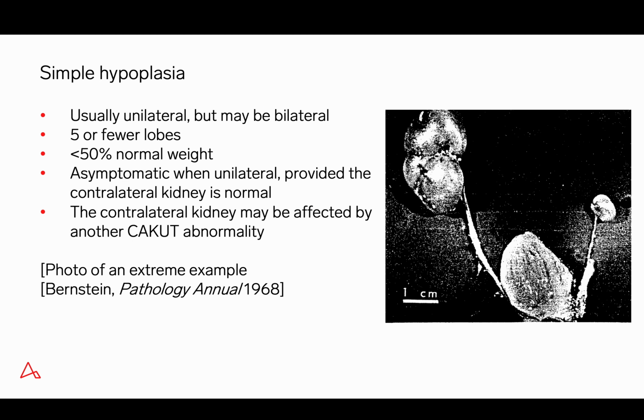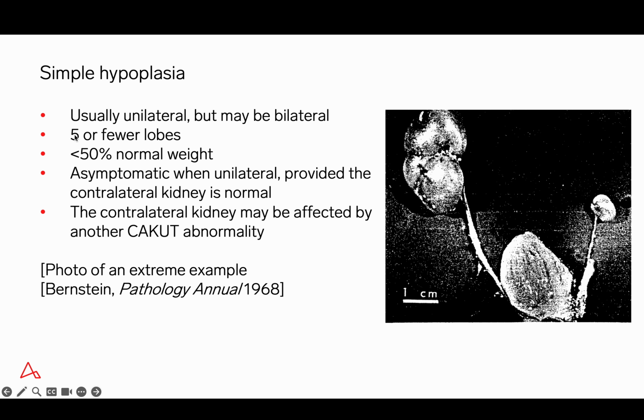Moving on to simple hypoplasia. Simple hypoplasia is usually unilateral, but may be bilateral. This example here on the right, the gross photograph from Dr. Bernstein's review article published in 1968, shows a markedly hypoplastic kidney on the right side of this image, with a hypertrophied kidney on the left side of the image.